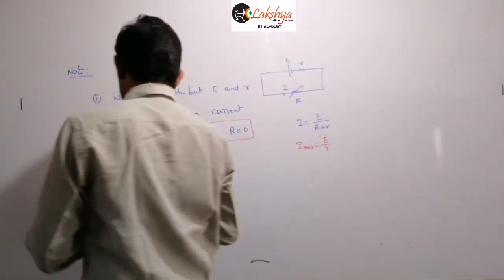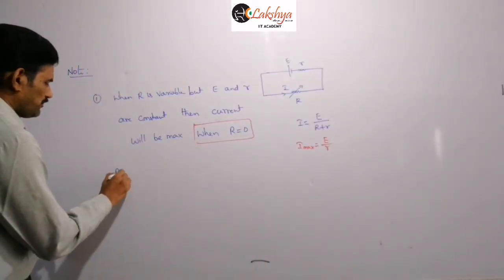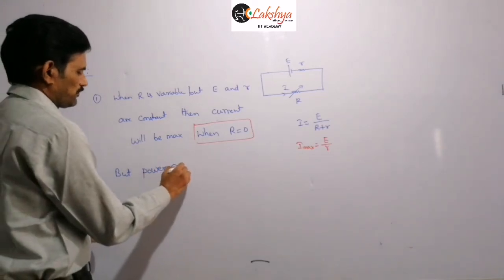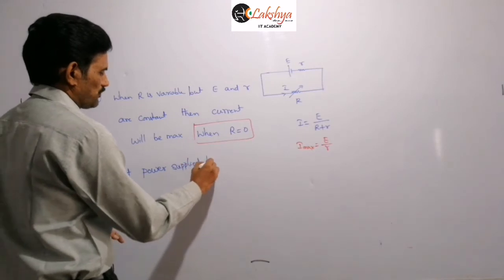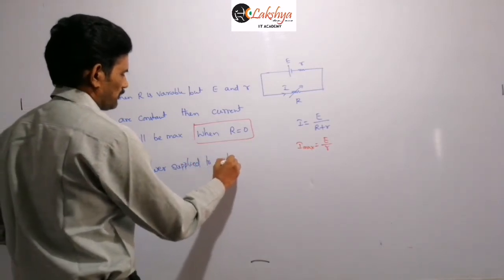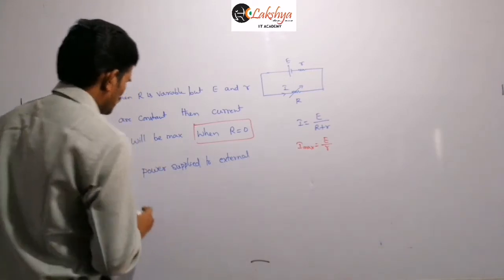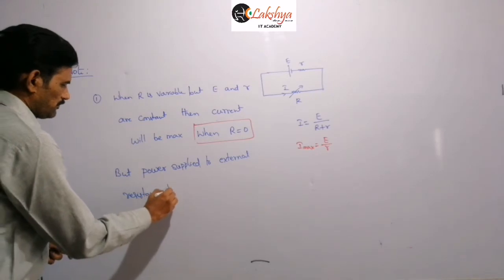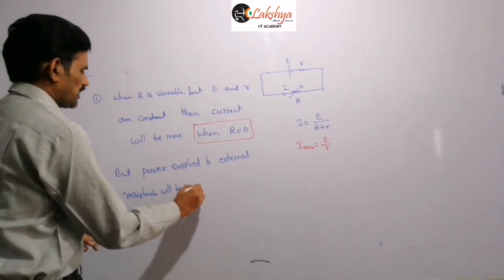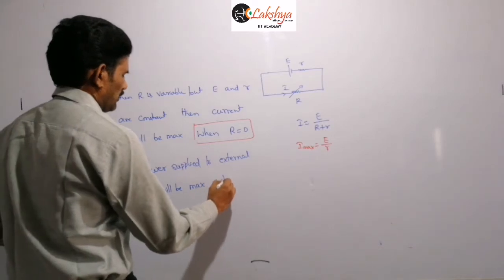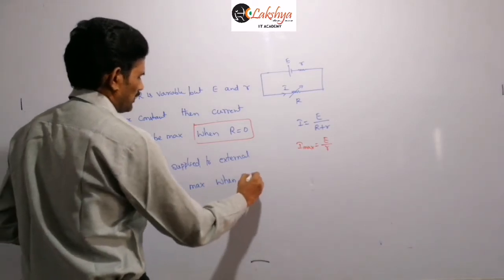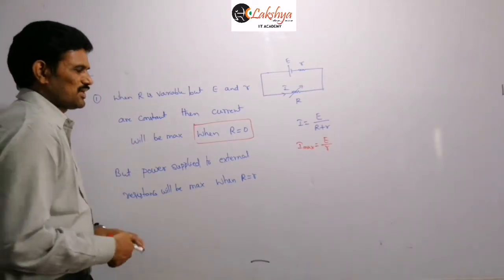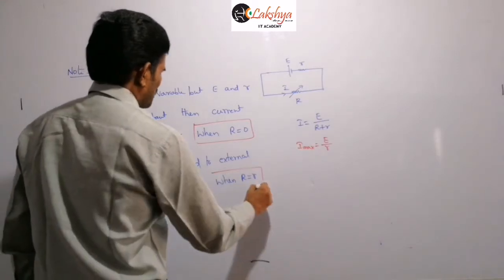And so if you want to calculate when the power delivered to the external resistance is maximum, what I can write is: the power supplied to the external resistance will be maximum when capital R is equal to small r. That means when the external resistance is equal to the internal resistance, the power will be maximum.